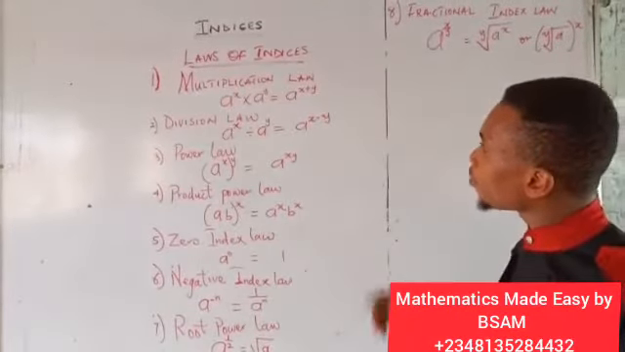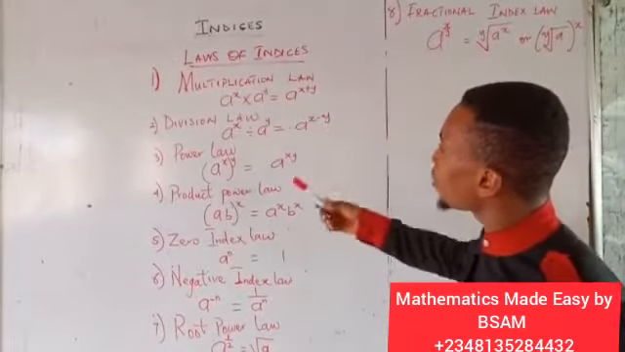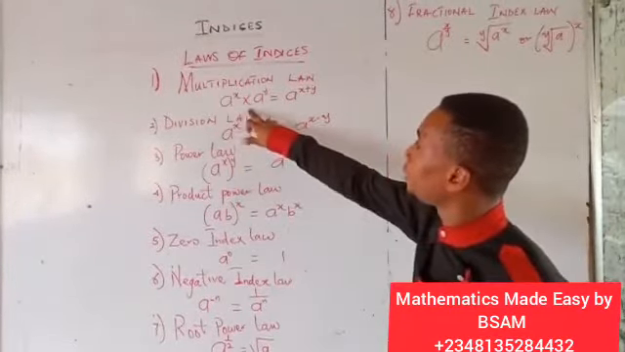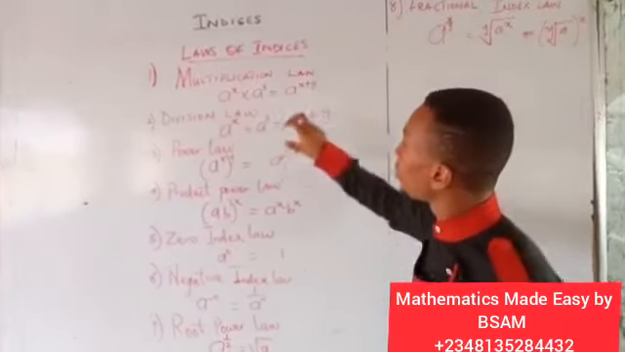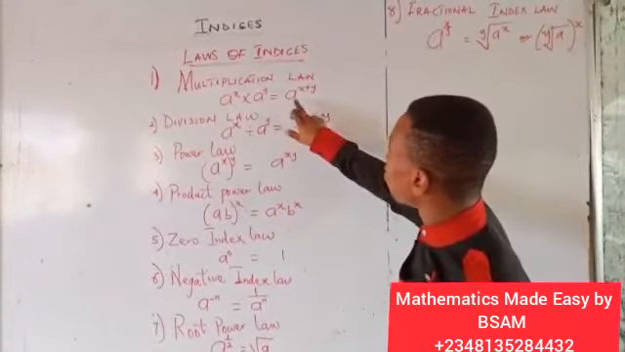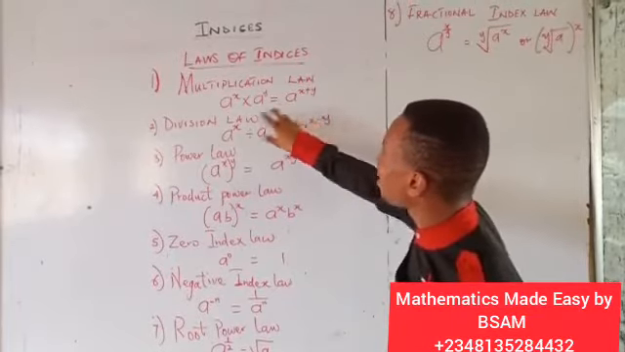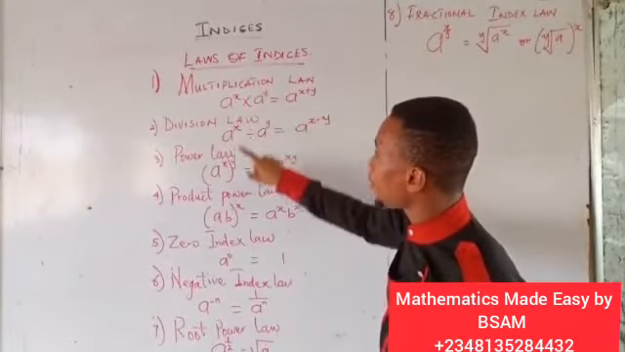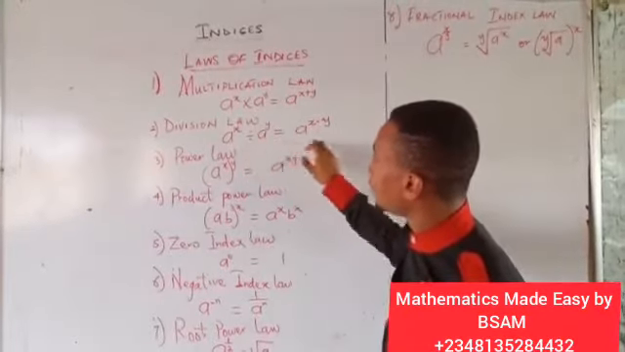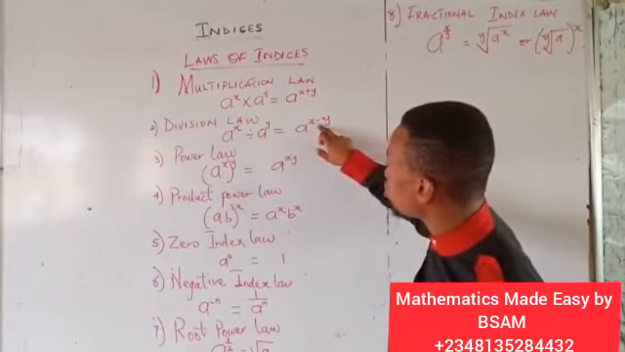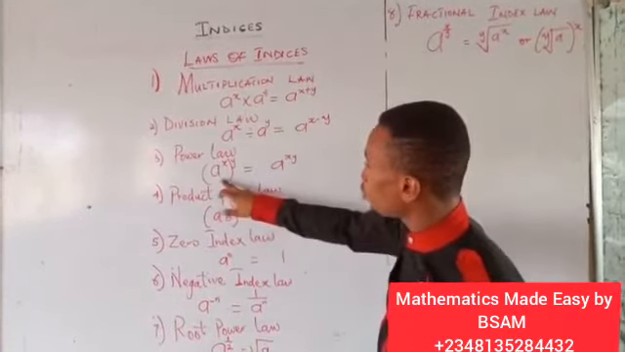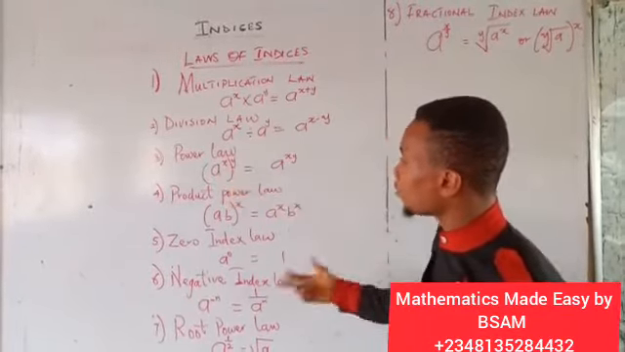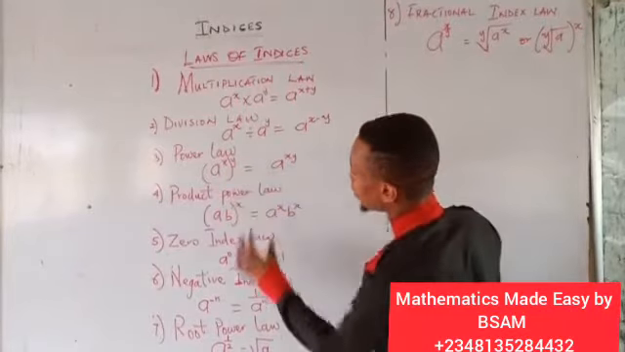Now, what the multiplication law is saying is that when you have two bases of the same value and you have a multiplication, then just pick one base out, and you're going to have your base a raised to the power of x plus y, because you have a multiplication here. If you have a division, then it will turn to minus. We also have our power law, which states that a raised to the power of x, then raised to y, means that you are free to multiply the two powers together.